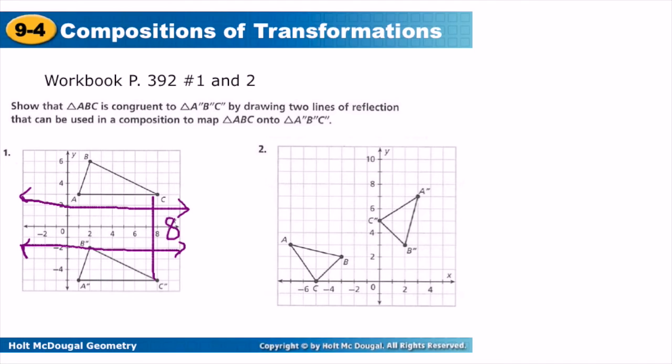So those are my two lines of reflection. And if you draw straighter than I do, which I hope most of you do, then you should have parallel lines there. So luckily the coordinate grid helps me out with that a little bit. Then when we get to our second picture here, we're trying to draw in our lines of reflection.